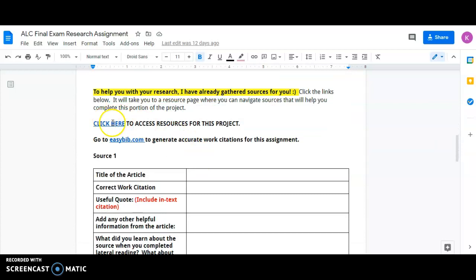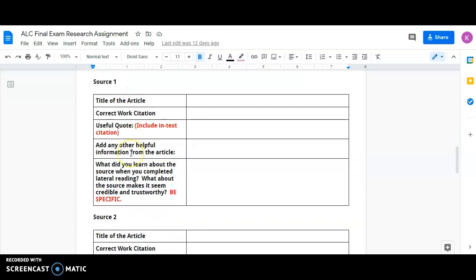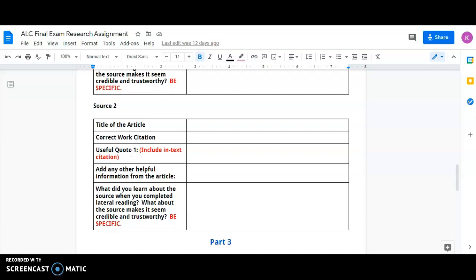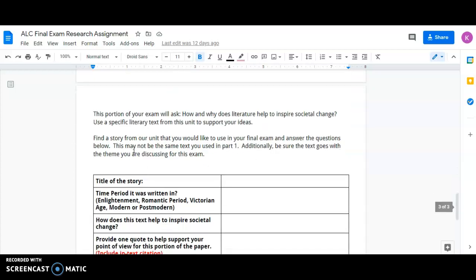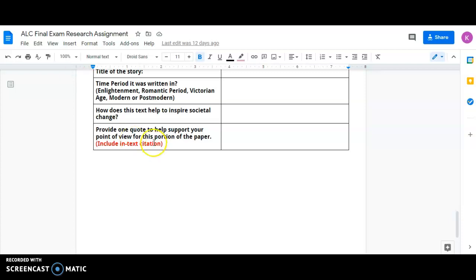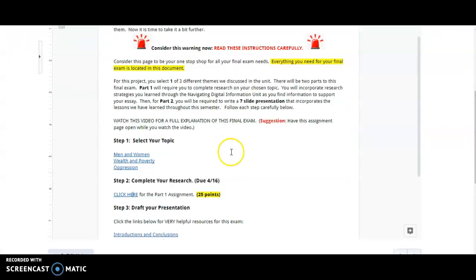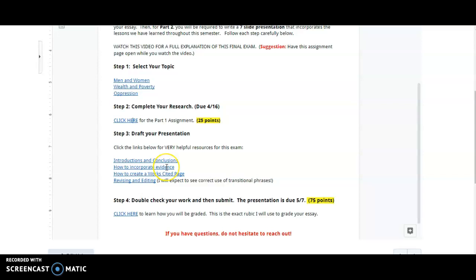Right here, if you click this link, it's going to take you to resources you can use for this project. I highly encourage that you use this, and I'll have a video for you that goes more into detail in the class content. But you'll answer these questions, you'll conduct your research, and then you'll find one more story that you can use. Then you'll get a few weeks to draft your presentation.